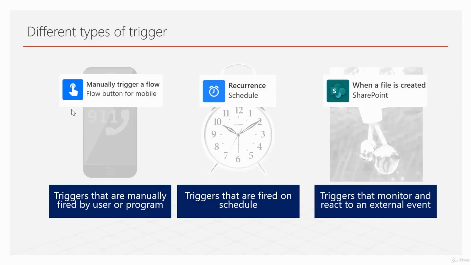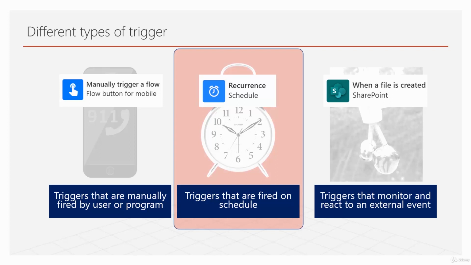By now we learned how to manually trigger a flow simply by pushing a button, either on the browser or on the mobile app. Now we want to create flows that go on their own, so basically they recur on a schedule. These triggers are fired based on the time setting, based on the intervals. And now we want to see how we can make them.